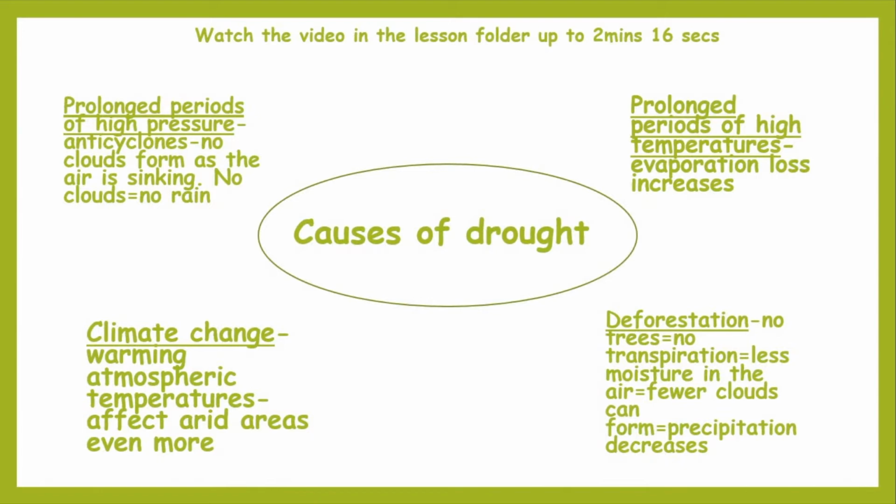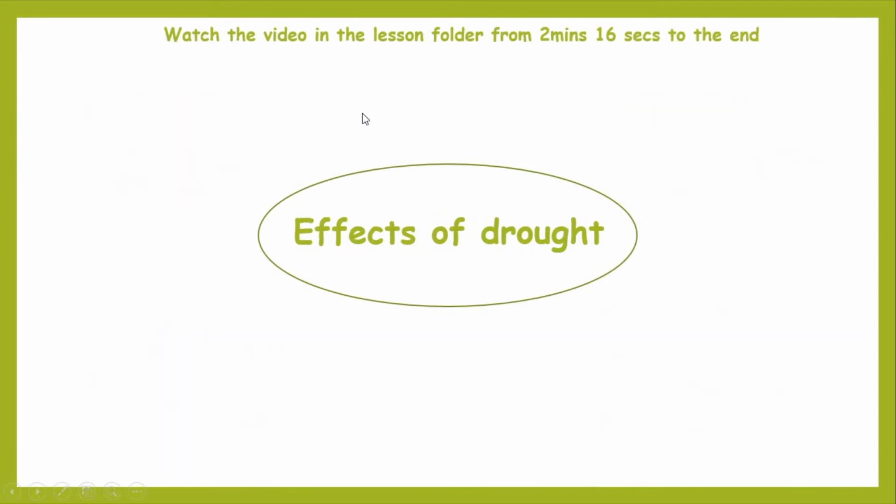Okay, so the next thing to look at is, how does drought cause a problem? What are the effects of drought for people in the region? So if you go back to the video that's in the folder and watch it from 2 minutes 16 seconds to the end, and then we'll do the same as we've just done for the causes of drought, but this time for the effects. Pause this video here a minute, watch the other video to the end, and then we'll come back and we'll spider diagram or bullet point list the effects of drought. How does it affect people and the environment?